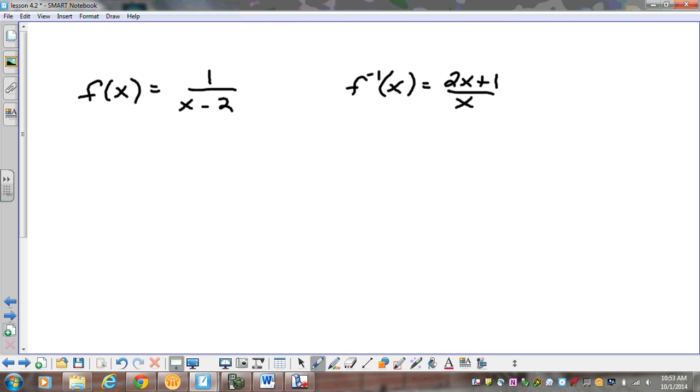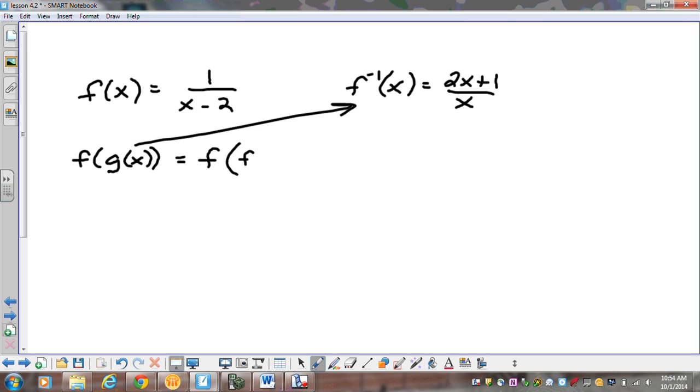If you remember back, we were talking about composite functions. The very thing at the very end was determining whether or not things were inverses. The way we did that, in the notes, is we would do f of g of x. But in this case, g of x represents my inverse function. So in this case, we're going to do f of my inverse function.